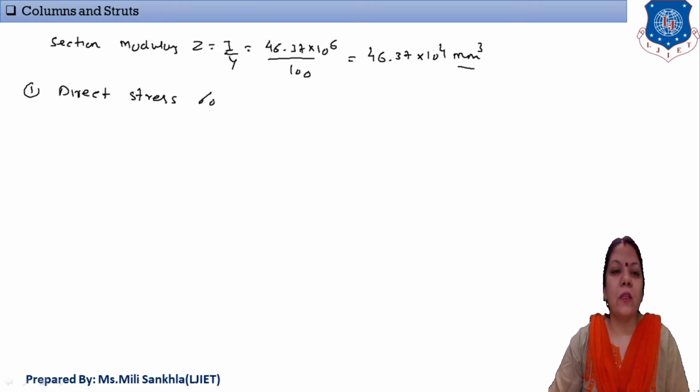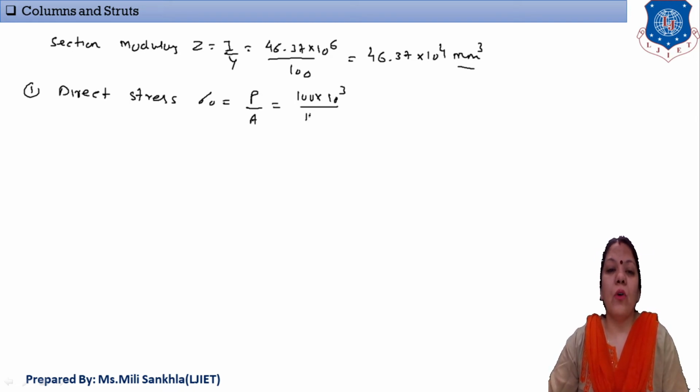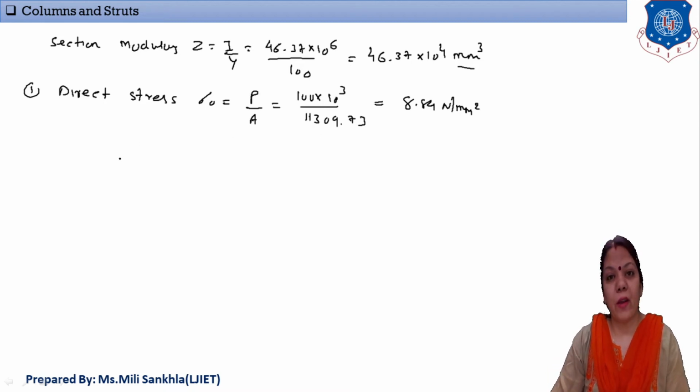Now direct stress is equal to sigma 0 is equal to load divided by area. Here load is given 100 into 10⁵, and area is equal to the area of this given hollow circular section, 11,309.73, and my answer for this direct stress is equal to 8.84 Newton per mm square. Okay, now second, we find out bending stress.